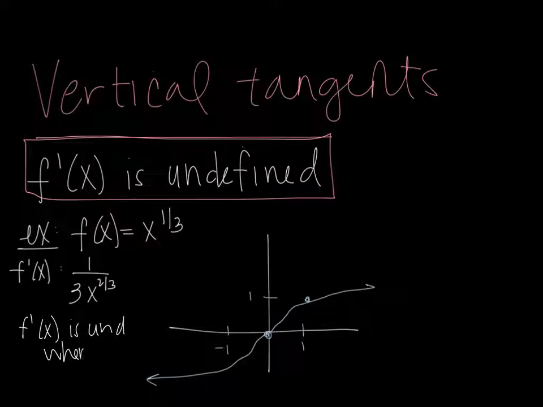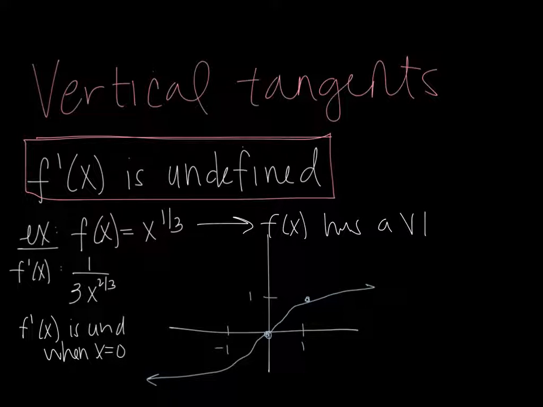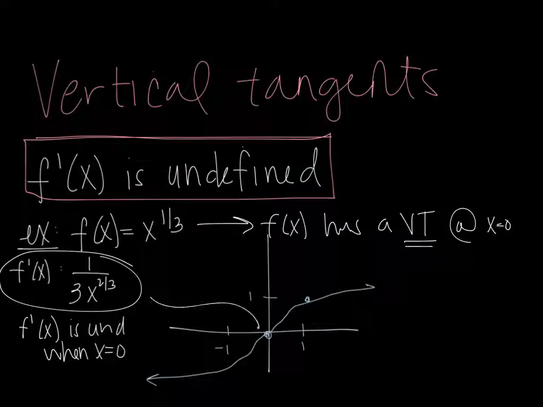when x equals 0. So when x is 0, which is right here on f of x, then we have a vertical tangent. So therefore, f of x has a vertical tangent, VT, vertical tangent, not to be confused with asymptote, vertical tangent at x equals 0, y equals 0. Because f prime of x is undefined when x equals 0.